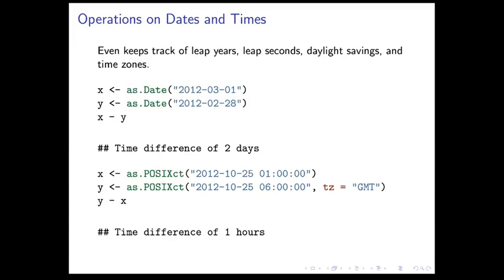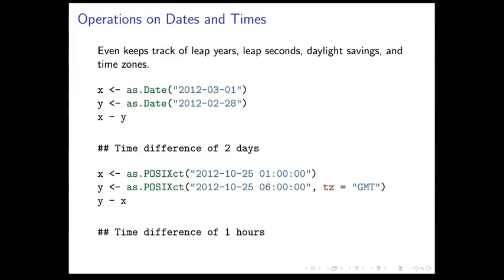The nice thing about the date and time operators is that they keep track of very tricky things like leap years, leap seconds, daylight savings, and time zones. So in this first example, you can see that 2012 was a leap year, and so there was a February 29th, and so the difference between March 1st and February 28th is actually a difference of 2 days, not a difference of 1 day like it is every other year.